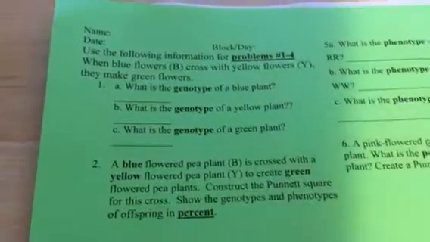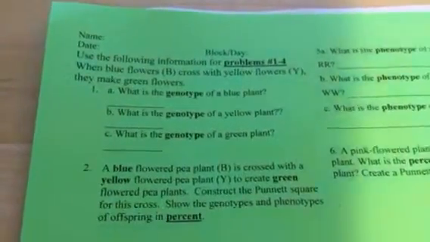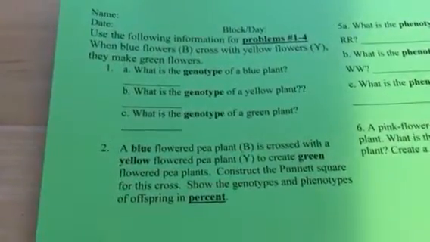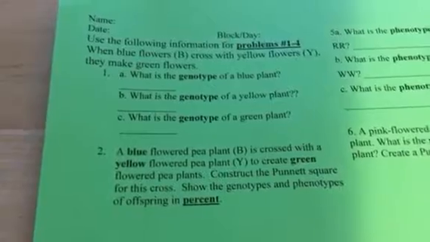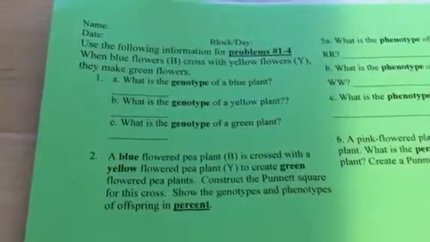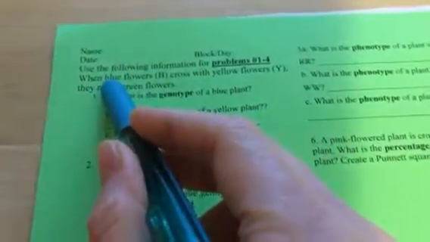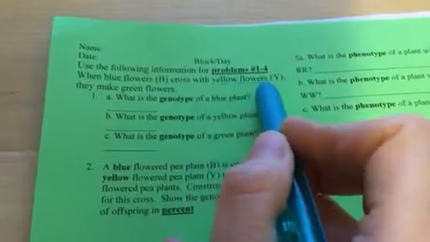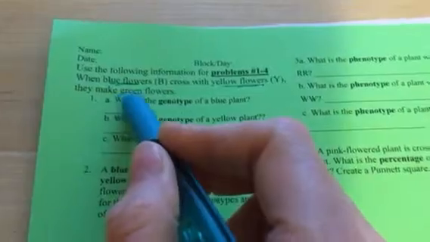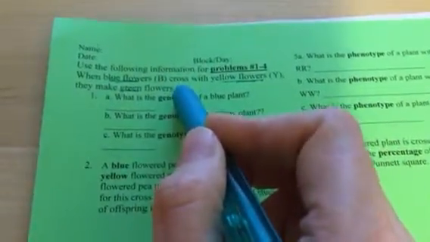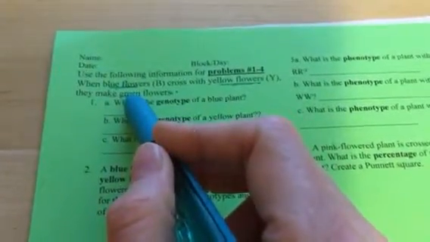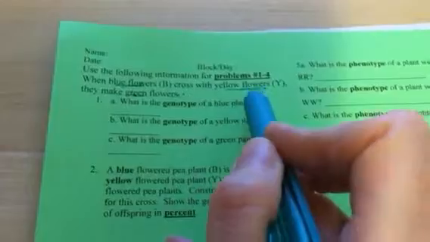So let's take a look at the practice problems today. For numbers 1 through 4, you're going to use the information at the top. When blue flowers, capital B, cross with yellow flowers, capital Y, they make green flowers. So here we already see we have blue flowers, yellow flowers, green. When blue and yellow combine, they make green. So that's your third genotype. So you know this one's incomplete dominance. You see a third genotype, a third phenotype, and it's a blend of the two parents.